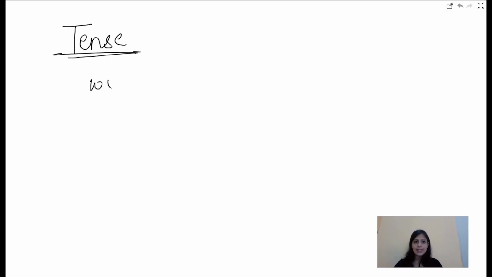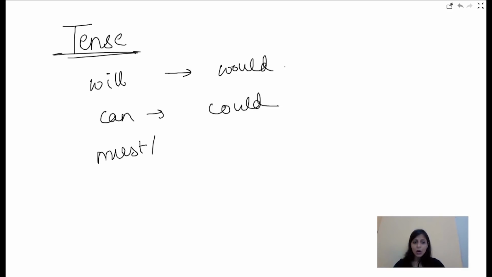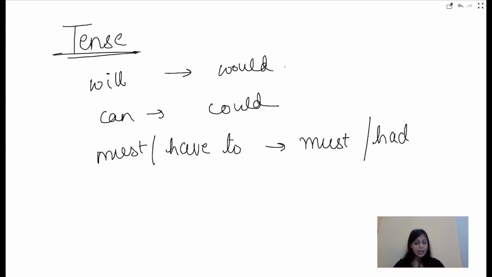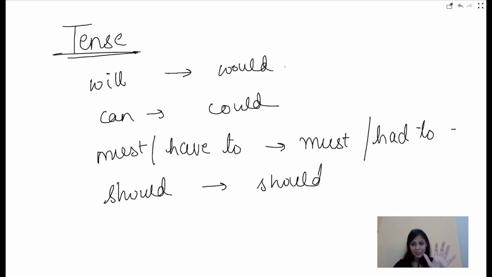The very first thing is, in direct speech, if you have will, it gets converted into would. If you have can, it'll definitely change into could. If you have must or maybe have to, it gets converted into must or maybe had to. Similarly, if you have should, it remains the same. Ought to remains the same again. It does not change its form.